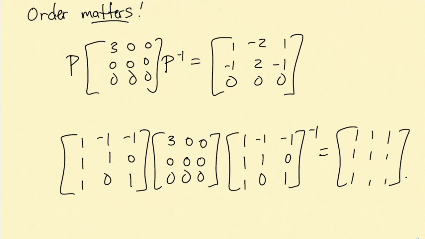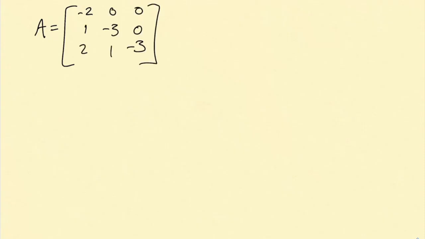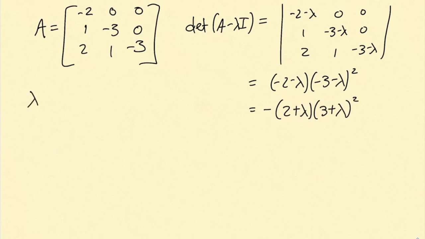Finally, for our last example, we want to point out that not all matrices are diagonalizable. So let's take as our example the matrix A with columns -2, 1, 2, 0, -3, 1, and 0, 0, -3. We can see that the matrix A minus lambda I is a lower triangular matrix. So the determinant will be the product of the diagonal entries. So we can see here that the two eigenvalues will be -2 and -3.